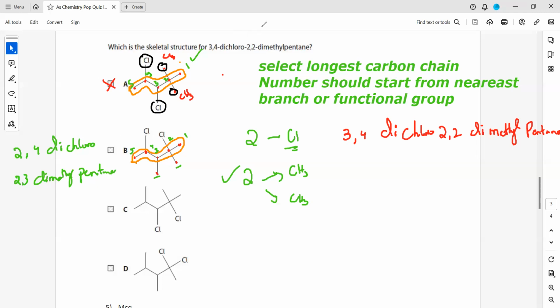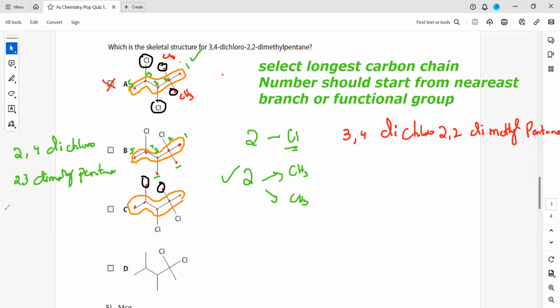Same way we'll number, the same idea, the same concept is used, 1, 2, 3, 4, 5. So again, we select the longest carbon chain, and other than the chain, we consider them as a branch. So we have, at the second position, chlorine and methyl, at the third position, chlorine, and at the fourth position, methyl. So what will be the name of this compound?